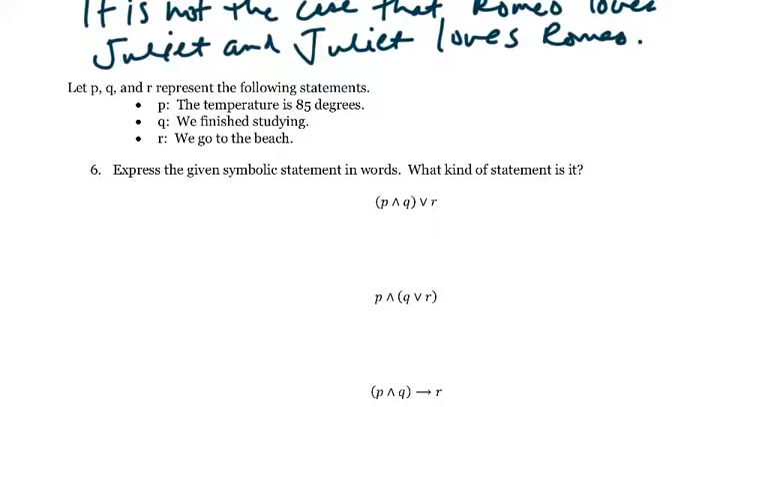So the first one, what kind of statement is it? Well, it's a disjunction, because we have 2 parts that are combined together with an or. So this is a disjunction. But one of the statements is a compound statement, which is a conjunction. So this gets complicated. Let's write it out in words. We would have P and Q. So the temperature is 85 degrees and we finish studying, or we go to the beach.